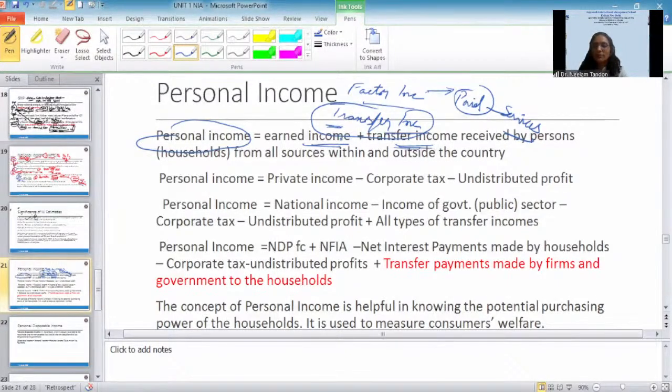Transfer income. Income, what you get by not contributing or not going for any productive services as such, is known as transfer income. This is one-way transactions.